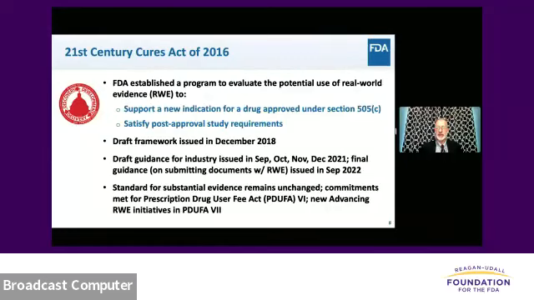And then I cannot overemphasize the fact that the standard for substantial evidence remains unchanged, whether we're talking about real-world evidence or non-real-world evidence, often just referred to as clinical trial evidence. And specifically, our commitments under the Prescription Drug User Fee Act 6 were met. And we're now in PDUFA 7, of course, and we're not here to talk about that program, but we are here to talk about the guidance, which is on the next slide.